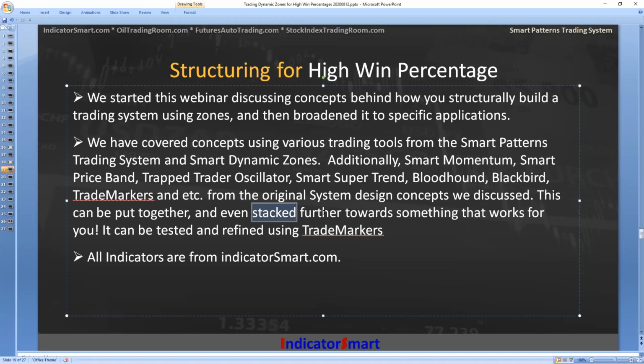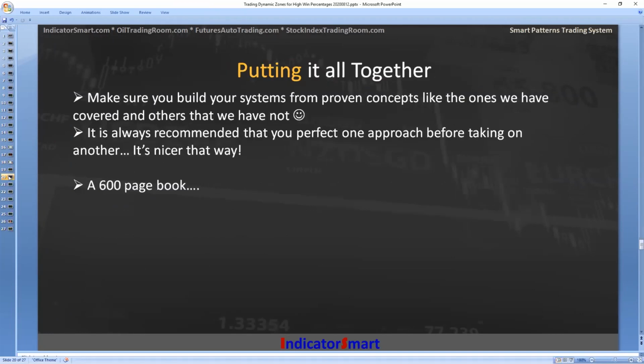Now, I've covered that in so many past webinars, it's crazy. So look at the webinars page on Oil Trading Room if you want to learn more about that. All these indicators that we've used in here today are from IndicatorSmart: smart trade marker, smart dynamic zone, smart trap trader oscillator, smart price band, and Bloodhound, available from Shark.